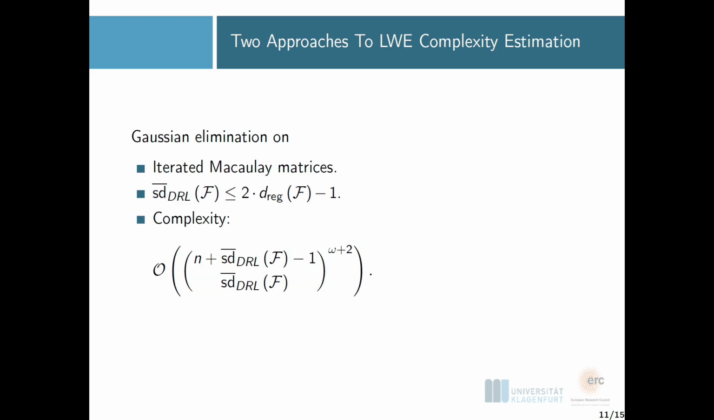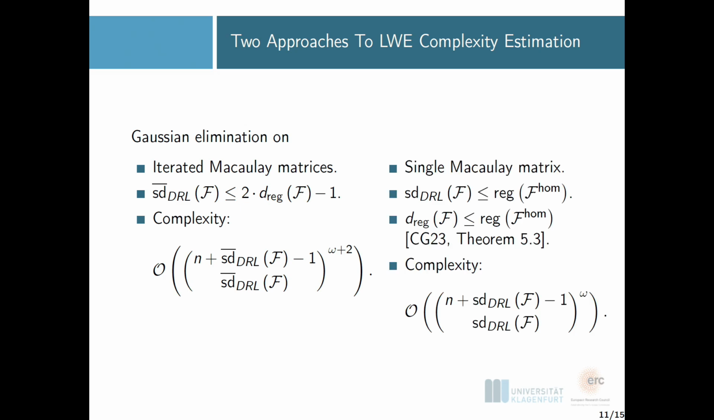Okay, now returning to LWE, we have two approaches to complexity estimation. We can work with this iterated process of Gaussian eliminations, where we know that the degree of regularity is a proven complexity measure, or we can return to Gaussian elimination on a single matrix. There the solving degree is just upper bounded by this theoretical Castelnuovo-Mumford regularity, but it turns out that the degree of regularity always lower bounds the Castelnuovo-Mumford regularity.